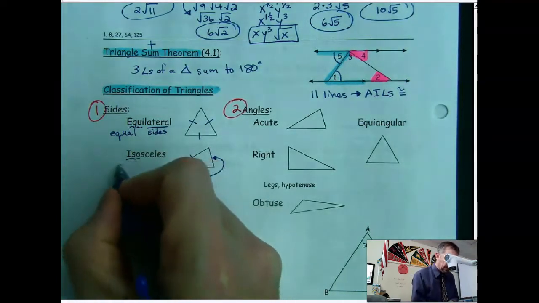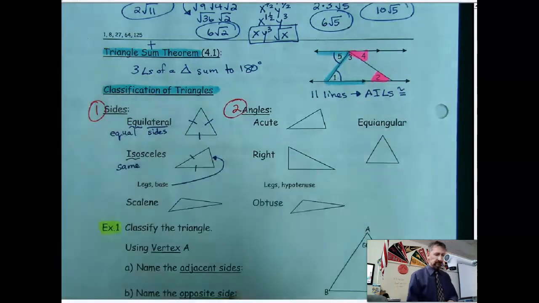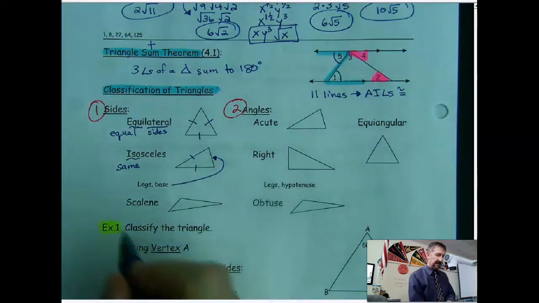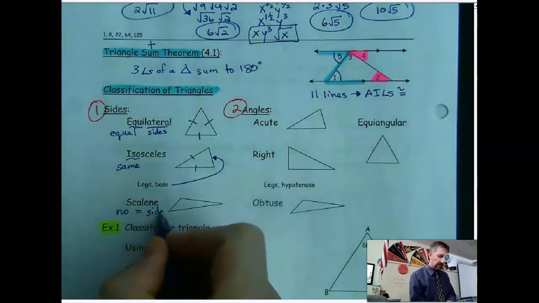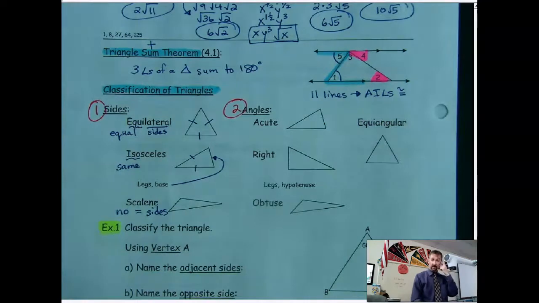Iso means same. Isosceles means two sides the same. Scalene means no equal sides. Okay, so you need to memorize that vocabulary. Those should be easy points.